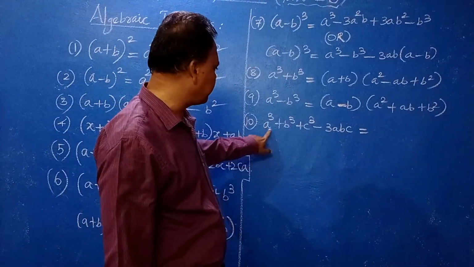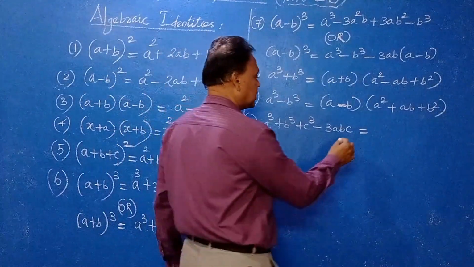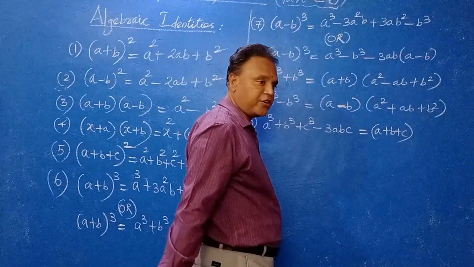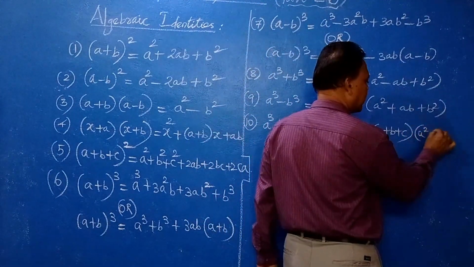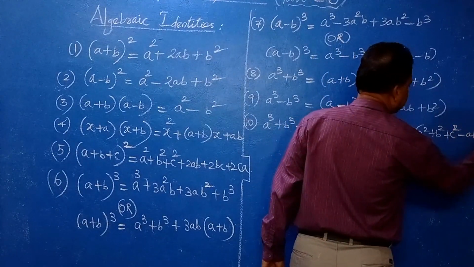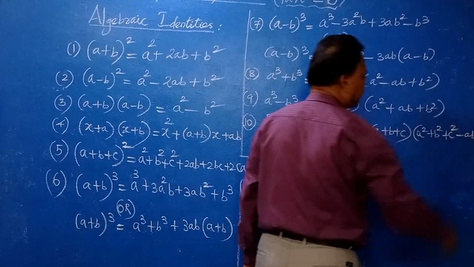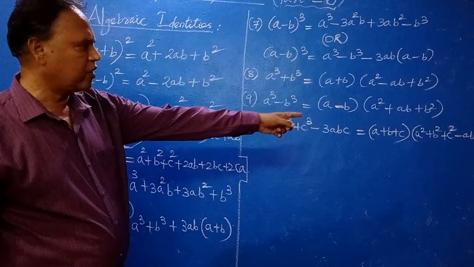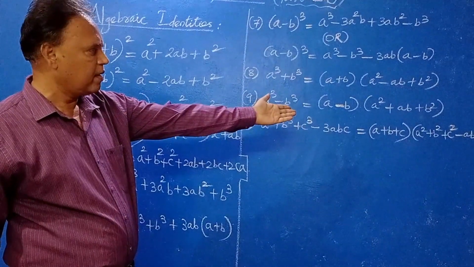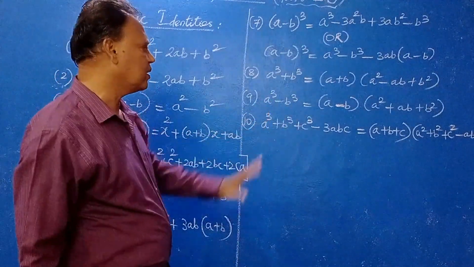Next formula is a cube plus b cube plus c cube minus 3abc. This is nothing but a plus b plus c, the first factor, into a squared plus b squared plus c squared minus ab minus bc minus ca. This is also in cyclic order, so easily you can remember. a squared plus b squared plus c squared minus ab minus bc minus ca. First factor is a plus b plus c. That's all. Very simple formula.